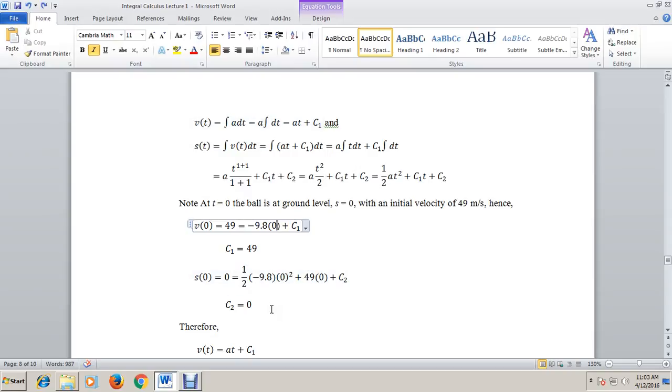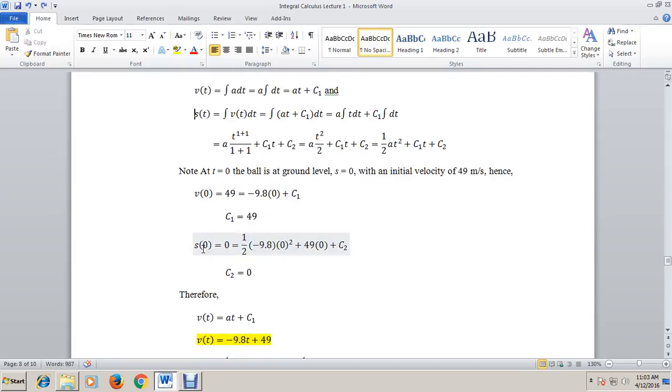Now, the next step is to look for the particular value for c sub 2. Making use of the expression for s of t, which is 1/2 at² plus c sub 1 t plus c sub 2. Again, s of 0, for time 0, the ball is at ground level, meaning s is equal to 0. So s of 0 is equal to 0, is equal to the expression 1/2 at² plus c sub 1 t plus c sub 2.